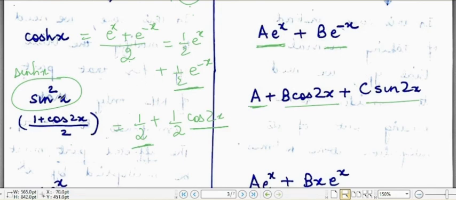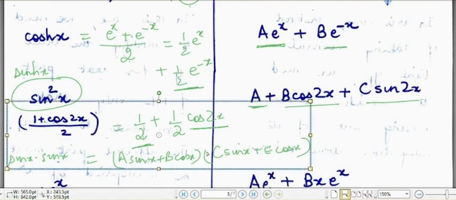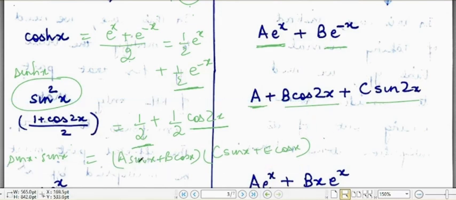Even if you do not write it like this, you write it as sin x into sin x, and the guess for sin x will be a sin x plus b cos x, and then multiplied with c sin x plus e cos x, and then you club the terms together. It's going to be ac sin square x, then ae cos x sin x, then bc sin x cos x, then it's going to be be cos square x, which can be easily combined using the double angle formula to write them in this form.